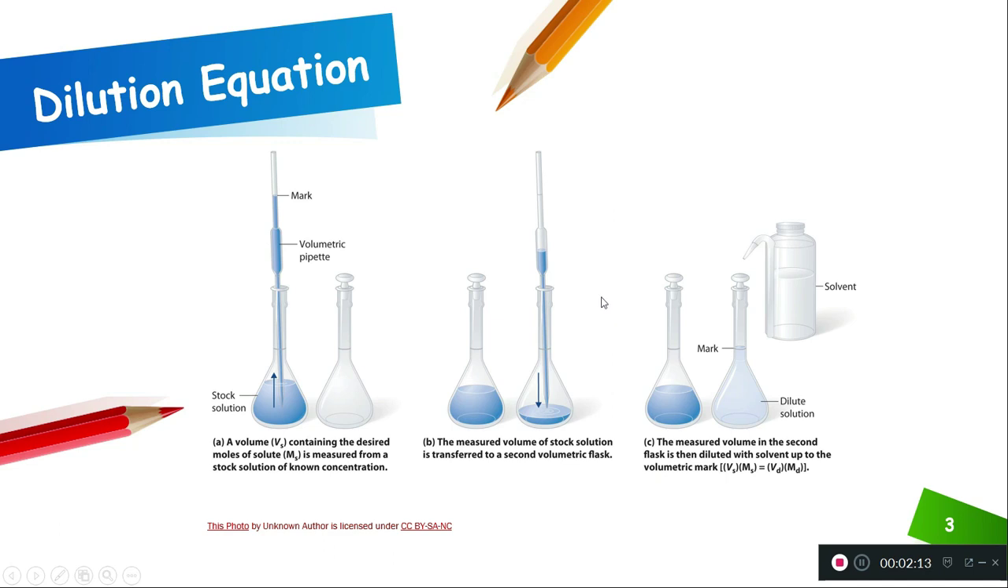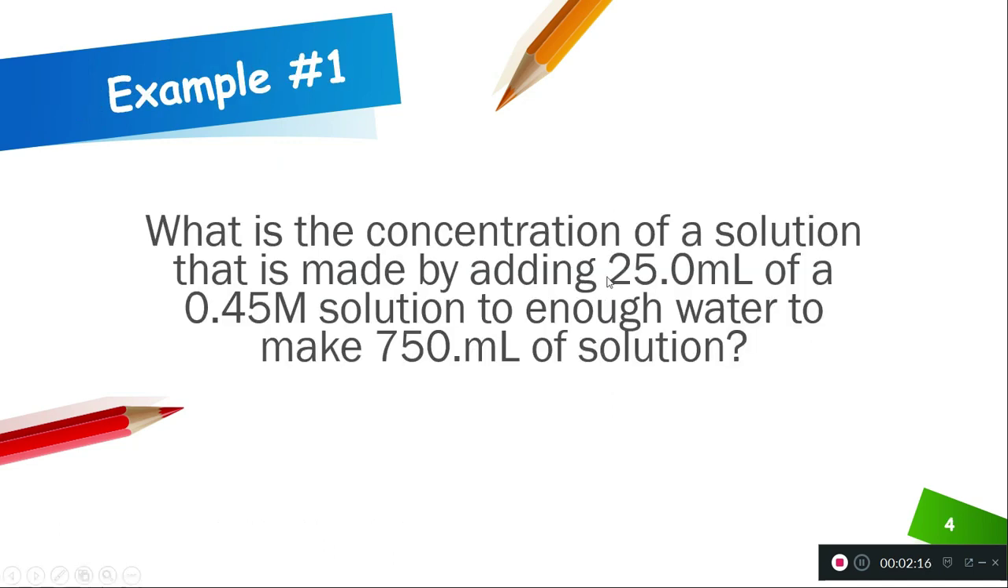Let's look at an example. First example is we're going to try to figure out what the concentration is of the solution you make. It says, what is the concentration of a solution that is made by adding 25 milliliters of a 0.45 molar solution to enough water to make 750 milliliters of the solution? Notice it did not say that we were going to add 725 milliliters to the 25. The volumes are not always going to be additive. In this situation, being very specific, adding enough water to make 750 mils.